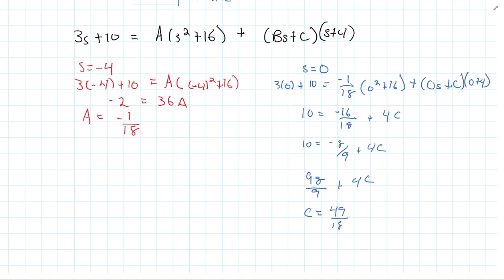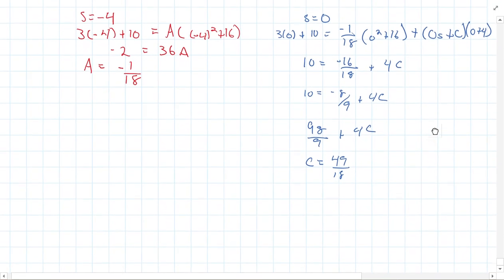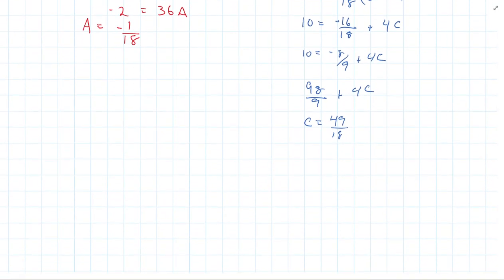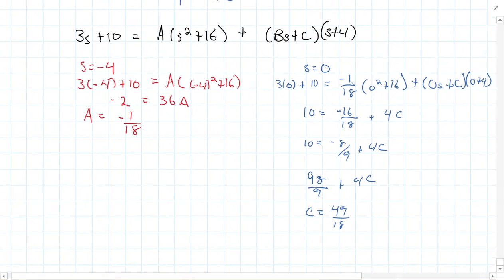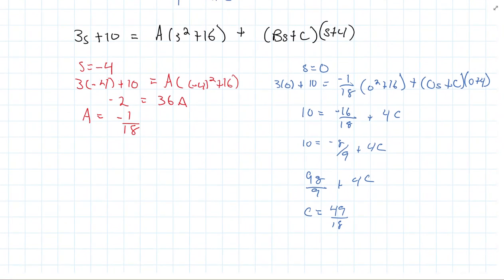And yeah, when I double check my arithmetic on my calculator, I got 49 over 18. Alright, so we have one left to go here, and that's to figure out what B is. But at this point, since we know what A and C are, we can pick any convenient number that we haven't used for S to figure out what it is. Now, often when I'm at this point, I just use S equals 1.